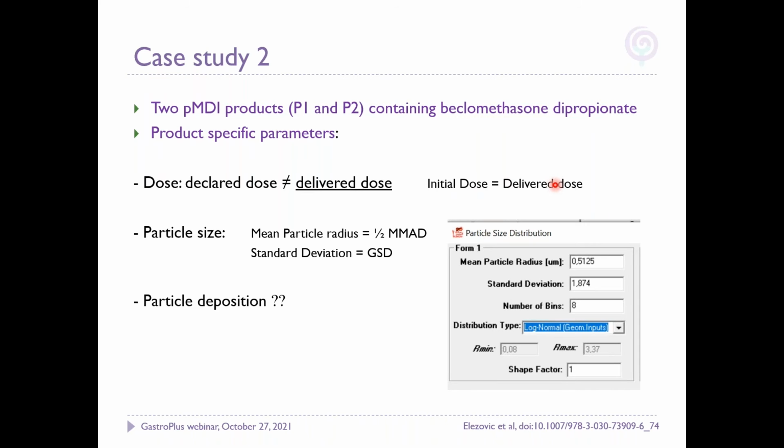A similar situation was with particle size distribution, and the solution was pretty simple. Half of the mass median aerodynamic diameter value was inserted in the field for mean particle radius, and the geometric standard deviation was used for the value of standard deviation. All those values for delivered dose, mass median aerodynamic diameter, and geometric standard deviation were obtained from our aerodynamic assessment of fine particles that was performed on the Next Generation Impactor, and calculated by TITDAS software. But are those two values enough to sufficiently characterize particle deposition in the respiratory tract? Next slide.